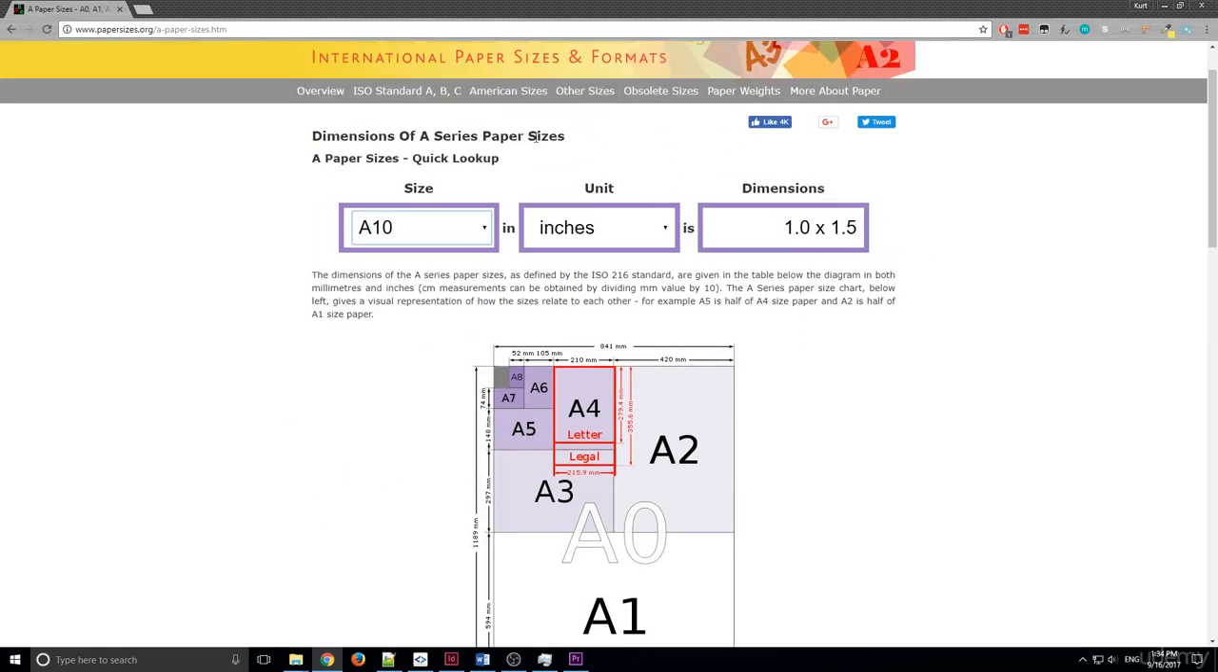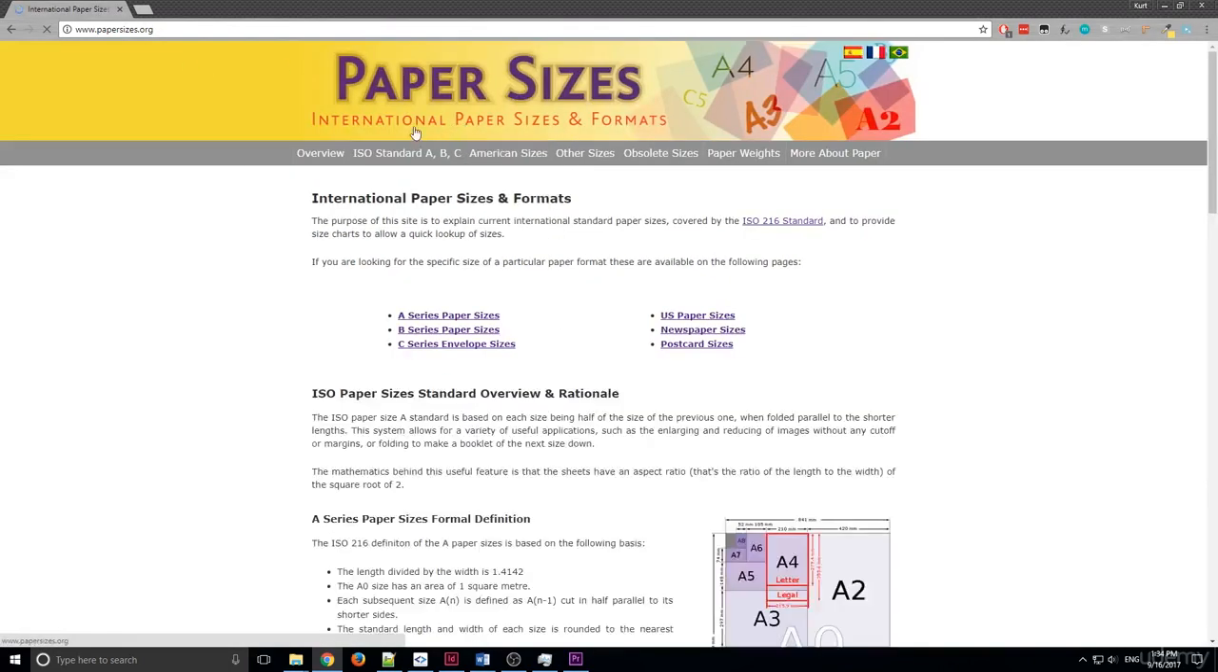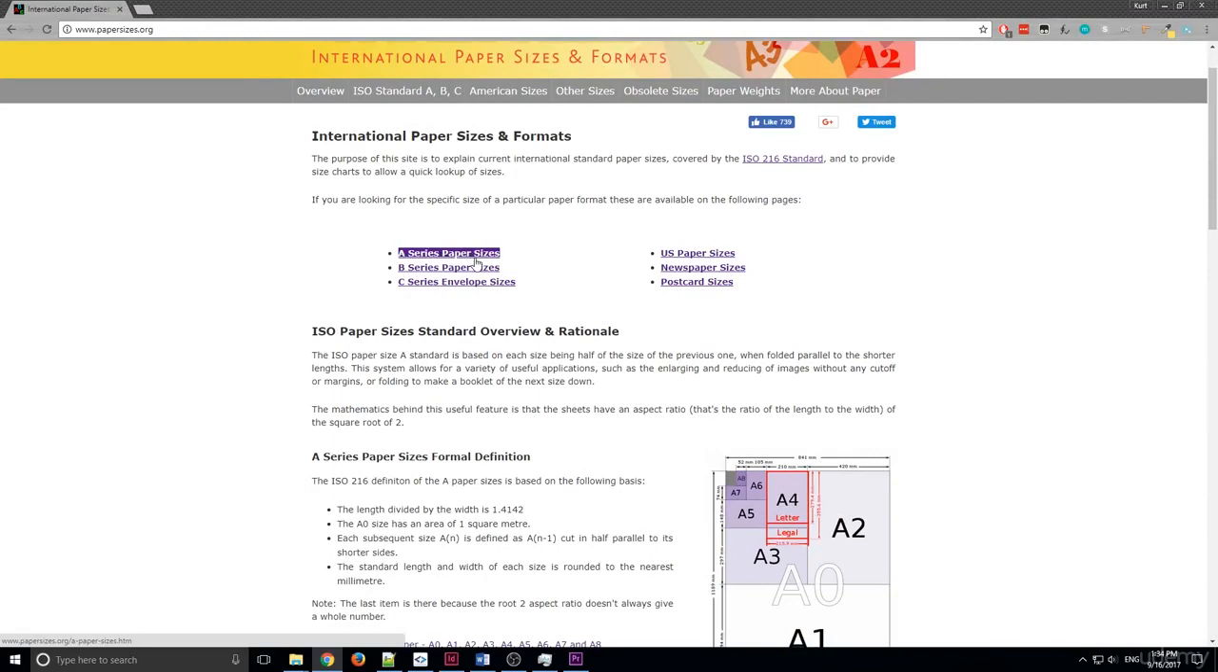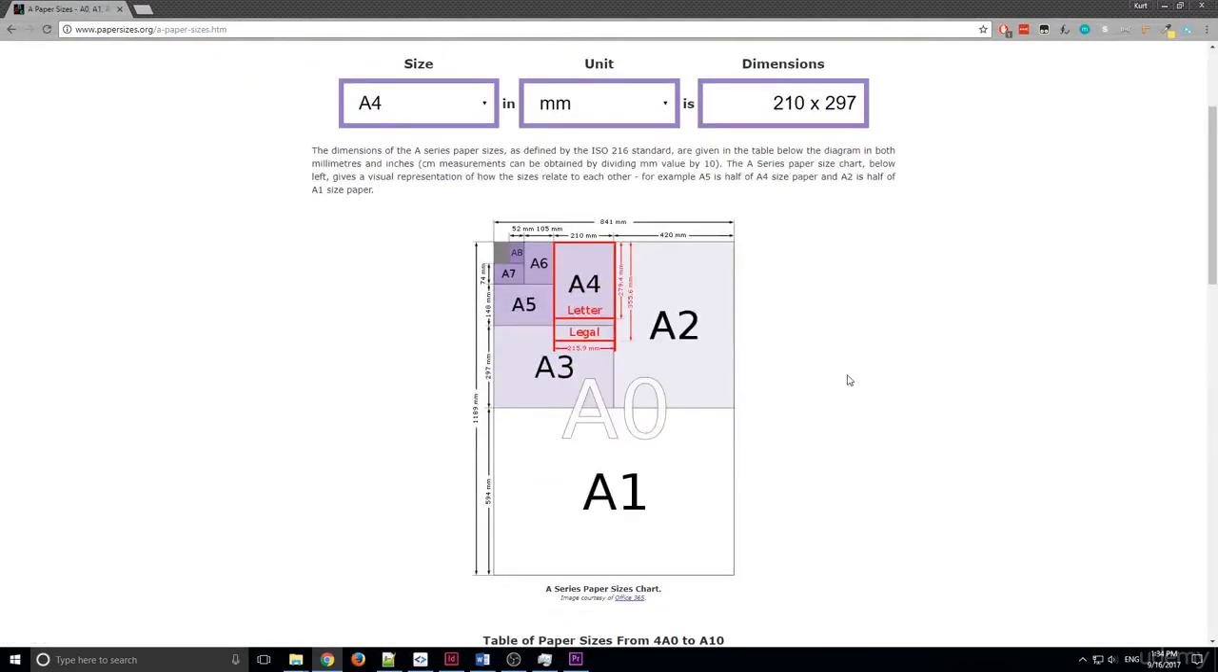To get to this website, all you have to do is go up to papersizes.org. This is the main page you'll be taken to, and you can just click on any of the series of paper sizes, and it'll show you the sizes so that you can quickly reference that. But I just wanted to go over this so that you don't get blindsided in the future by seeing these weird letters and numbers next to one another.